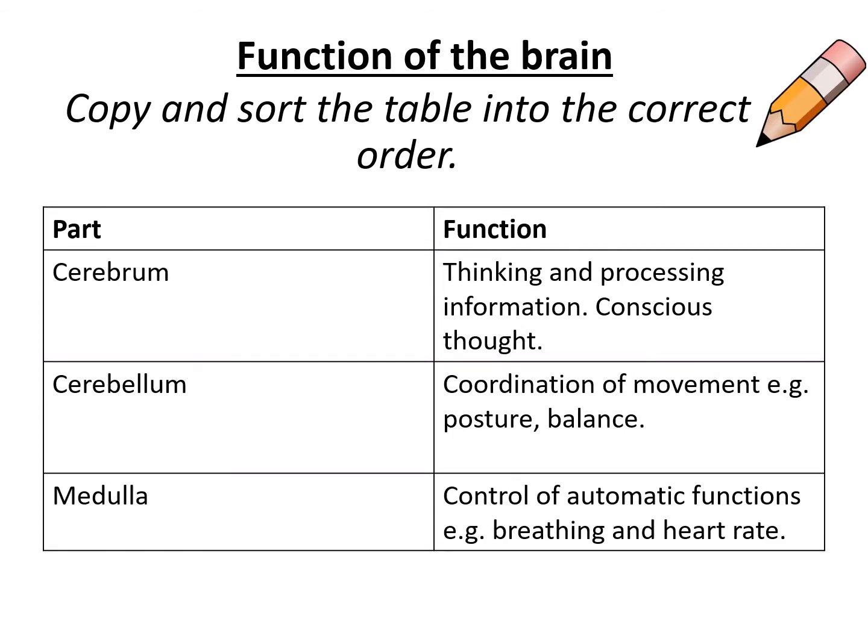So the answers are that the cerebrum is for thinking and processing information, so for conscious thought. The cerebellum is for coordination of movement, so posture and balance. And lastly, the medulla is for the control of automatic functions, so the things that you don't think about, like breathing and heart rate. So well done if you managed to get that correct. If you didn't, then you need to go back and watch the video from the start.